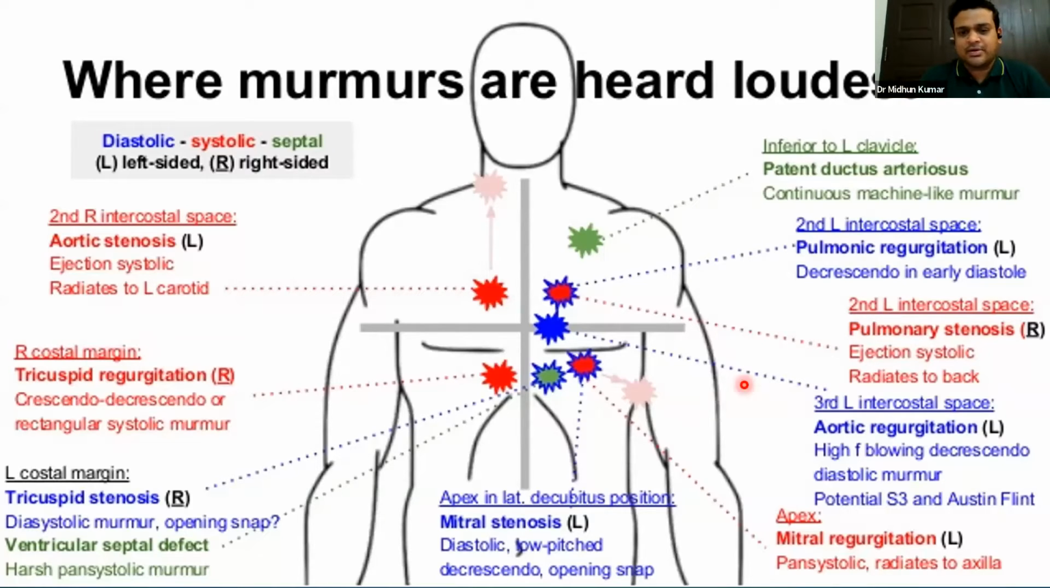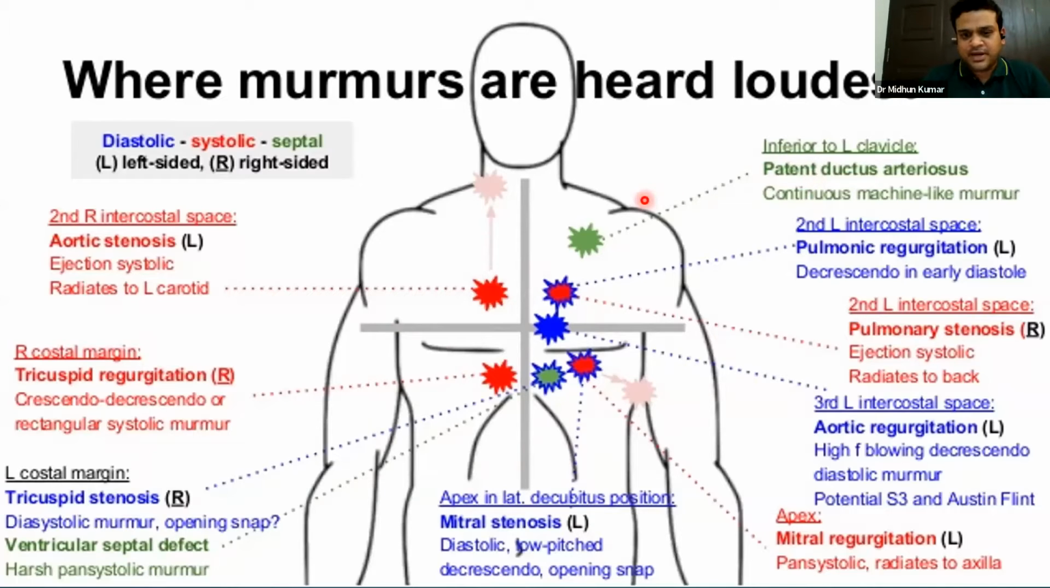So basically, in location, in the apex, the murmur of mitral stenosis is better heard. In the left costal margin, the murmur of tricuspid stenosis is better heard. In the second left intercostal space, the murmur of pulmonary stenosis is heard. In the infraclavicular region, the murmur of patent ductus arteriosus is better heard.